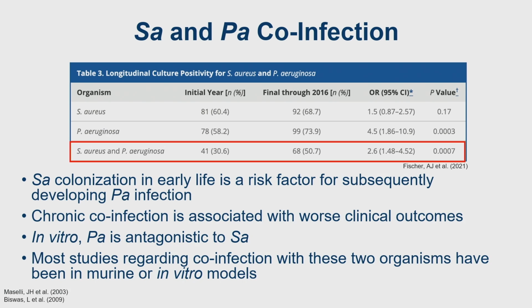We also know that Staph colonization in early life is a risk factor for subsequently developing Pseudomonas infection later. Additionally, chronic co-infection is associated with worse clinical outcomes. But what's interesting is that in vitro, Pseudomonas is generally antagonistic to Staph, and yet in the CF lung they can coexist. The mechanism there is not really known. Currently, most studies regarding co-infection with these two organisms have been done either in murine models or in vitro models. These are great, but they unfortunately don't allow us to really look at chronicity very easily.